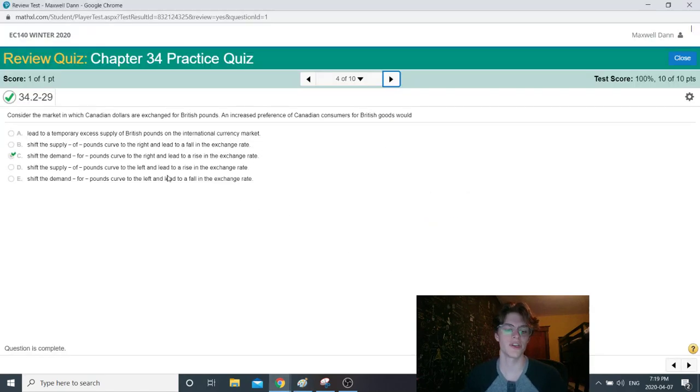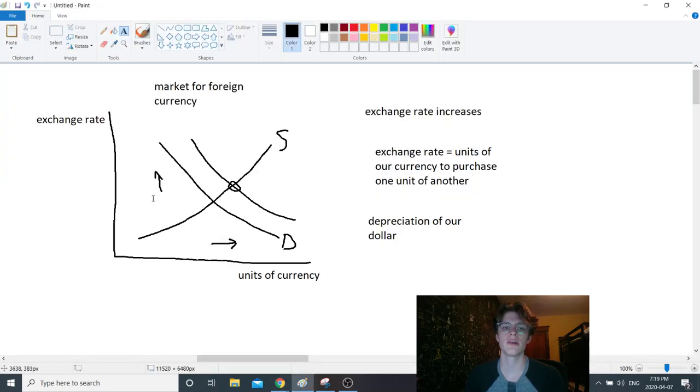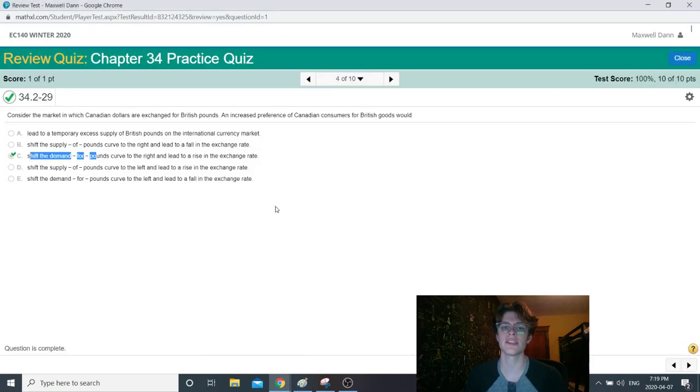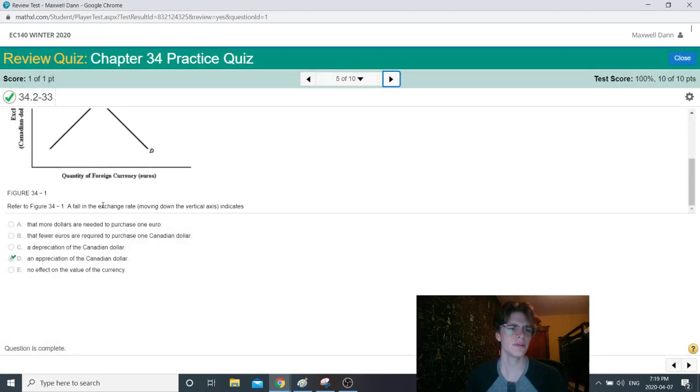Depreciation. So what we see here is the demand will shift to the right, and there will be an increase in the exchange rate and a depreciation of the dollar. A fall in the exchange rate indicates the opposite, an appreciation of the Canadian dollar, because they're inversely related.